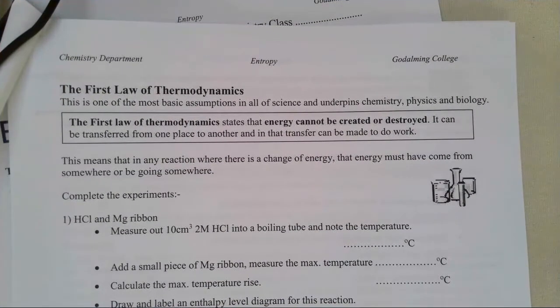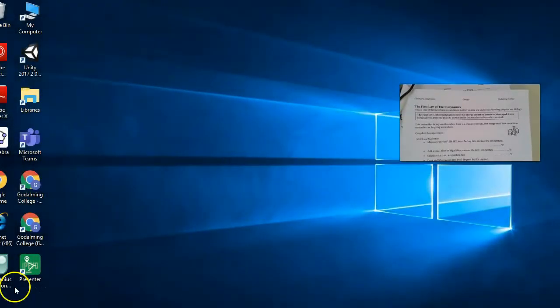So the first law of thermodynamics states that energy cannot be created or destroyed. It can be transferred from one place to another, and in that transfer you can get it to do something useful. We call that work, and that's what we studied basically in the energetics topic, which you've just finished. However, in this topic, we're interested in the second law of thermodynamics.